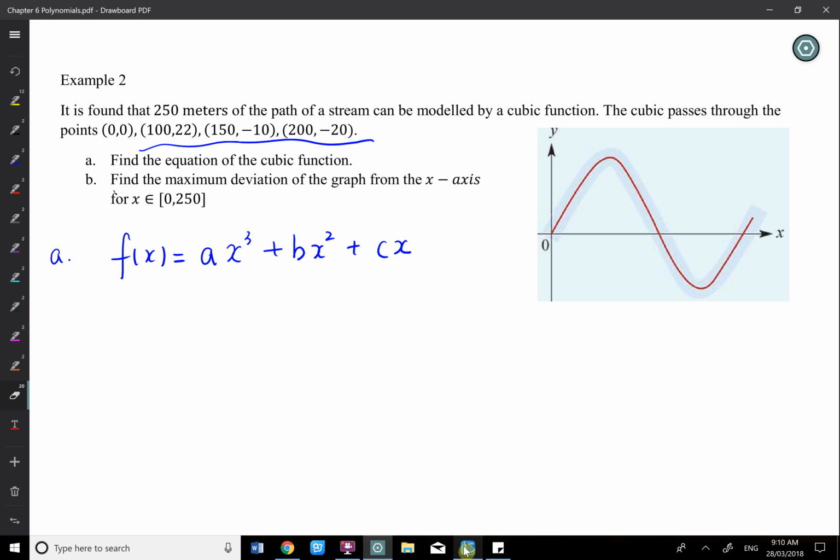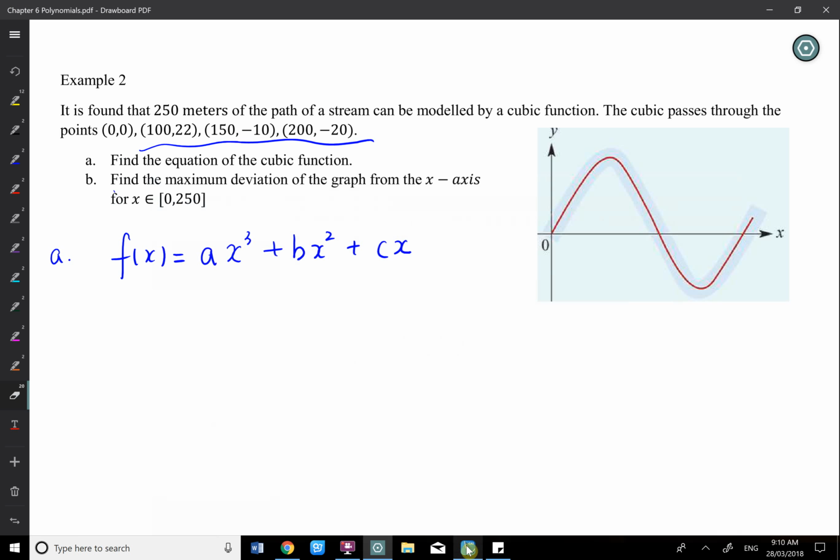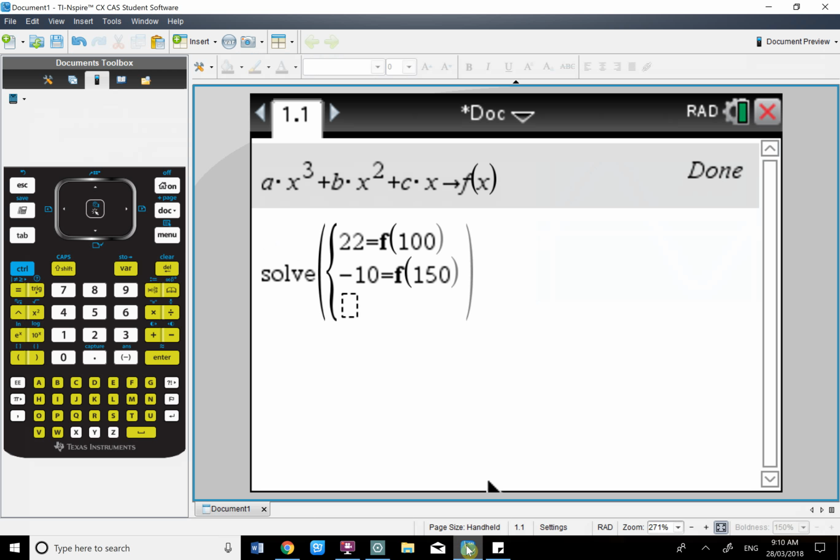And the next one is negative 10, 150. So negative 10 equals F 150. And negative 20 to 100. That's the same as you put Y and X in, but the calculator will do it for you.